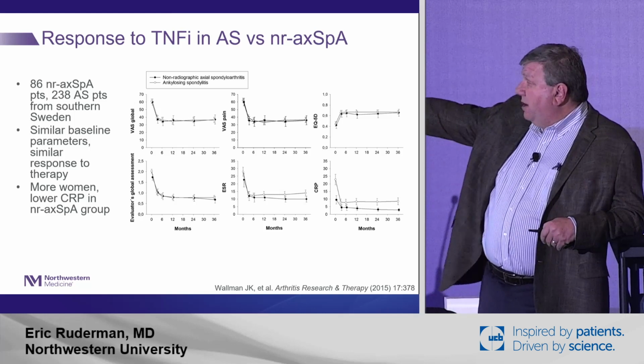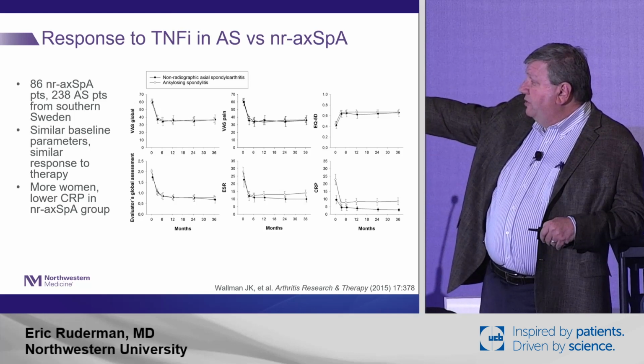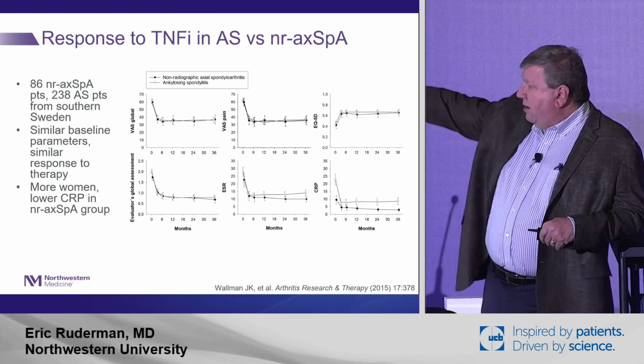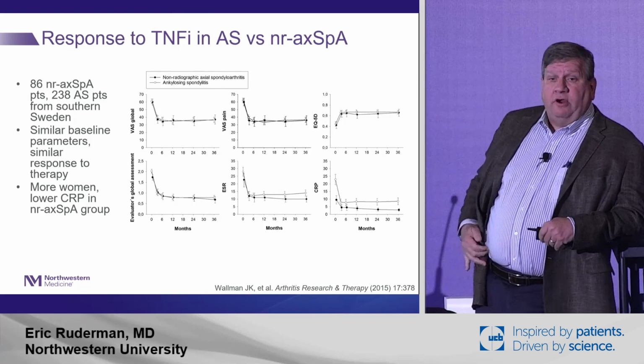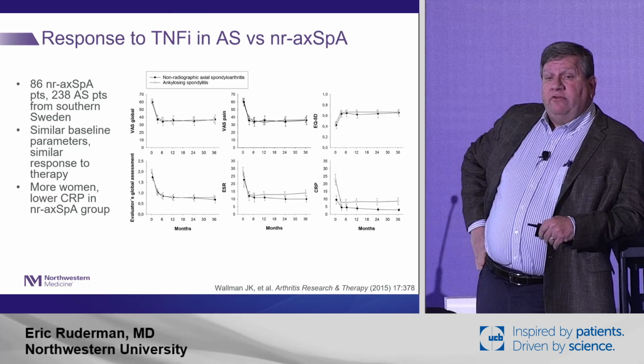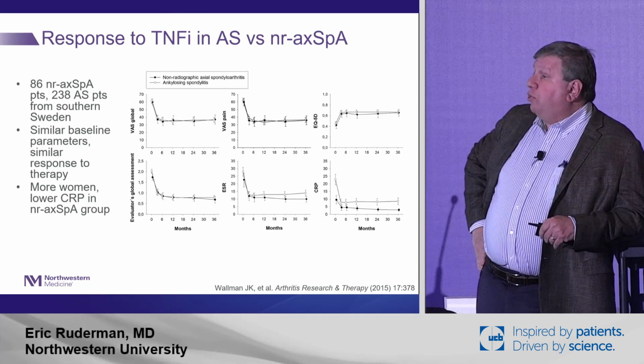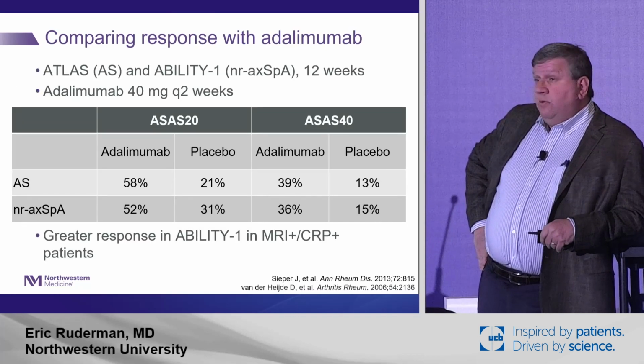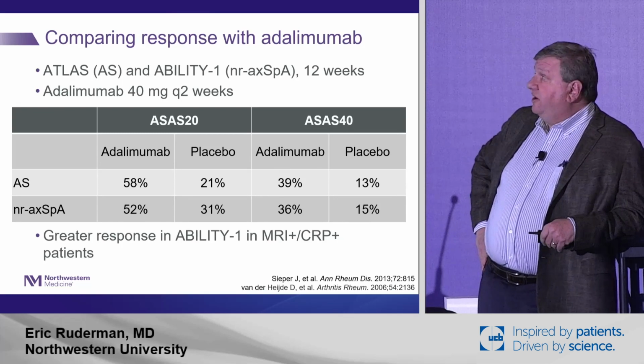And so you can see on the bottom right there that the AS group with the open circles started out much higher, had a bigger drop, never got as low with CRP. But in every other regard, they respond about the same. That's broad from a registry study. We actually have clinical trial data that shows the same thing.